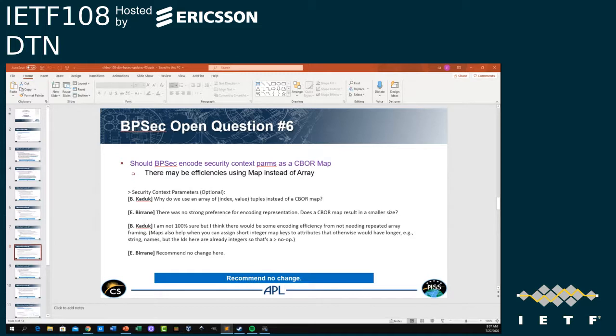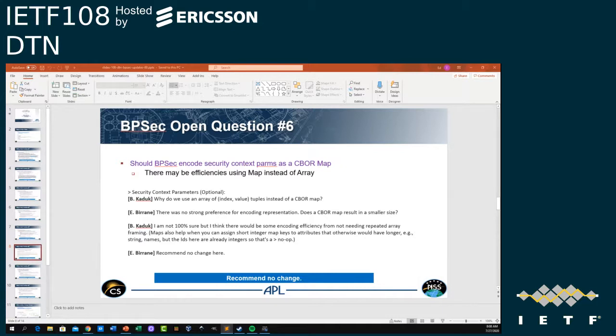Already an array, and so I think changing it to a map, speaking as an implementer, I would advocate that we stick with the smallest number of CBOR structures we can get away with. Yeah, understood that efficiency is important in these places. As someone with a lot of CBOR experience, and I know Brian's been looking at this quite heavily recently, I would be surprised if an integer indexed map of values is any more or less efficient than an array of index comma value tuples.